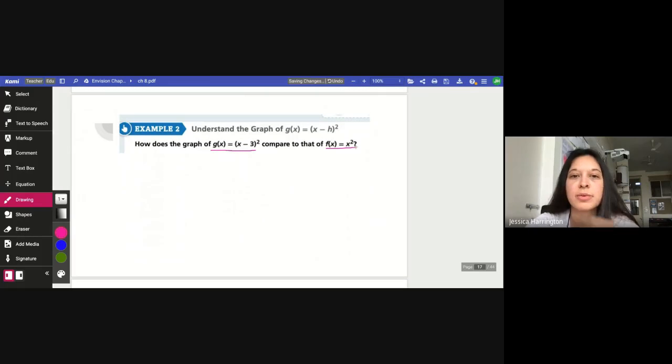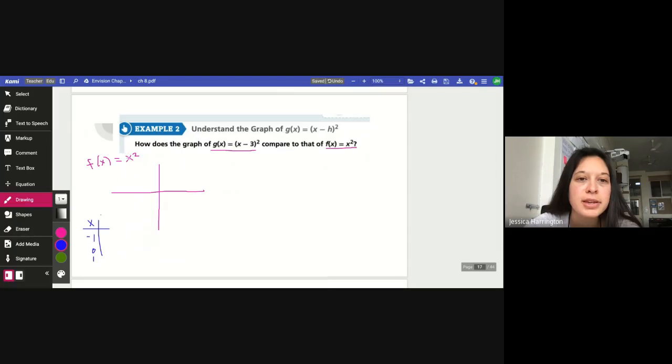So now let's look at these two functions. We have g of x equals x minus 3 squared, and then f of x equals x squared. Okay, so f of x equals x squared is the most basic parabola, the most basic quadratic function. For this one, if I make a table of values here, and I just pick some, let's say x is -1, 0, and 1.